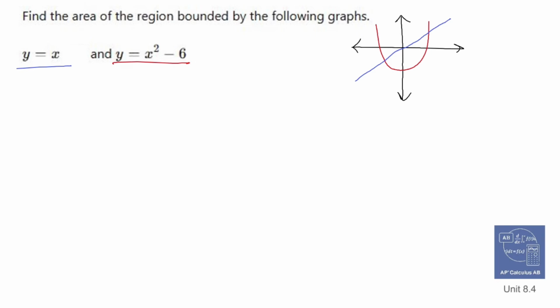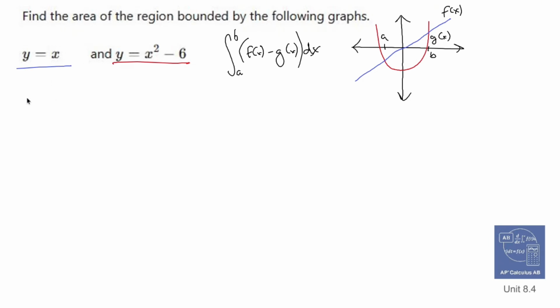Now, the formula for finding the area bound by two graphs is the integral with limits of integration a and b of f of x minus g of x dx. A and b are where these two lines intersect. So I have to find out where these two lines intersect. Then I'm going to take the upper graph, which appears to be the linear equation, and subtract out the lower graph, which appears to be the parabola. But first, we have to find out where they intersect.